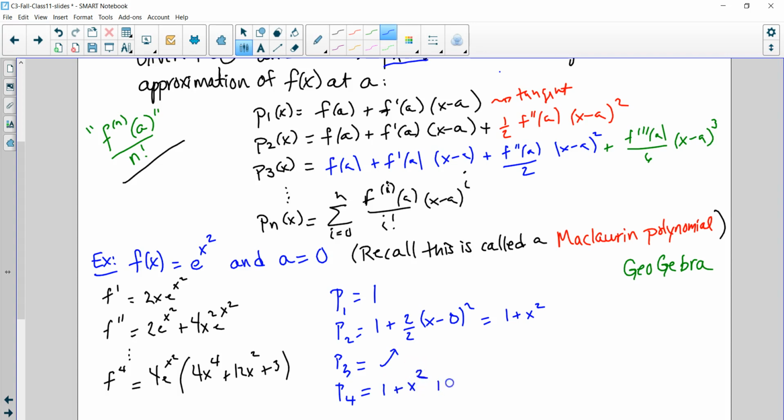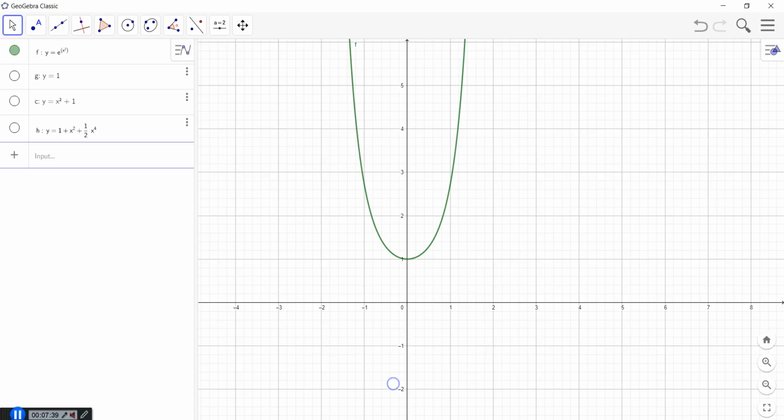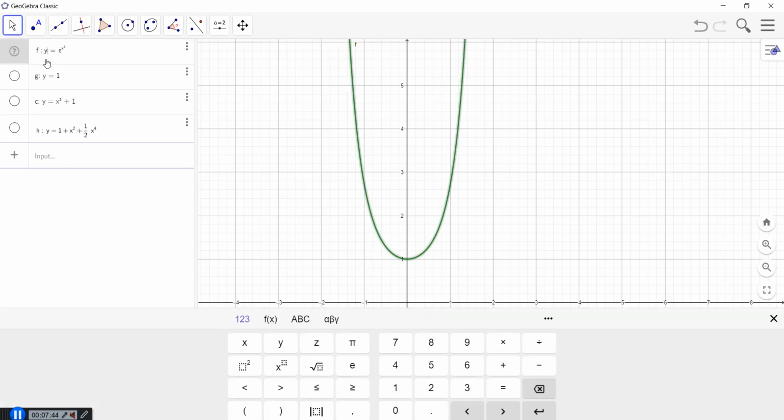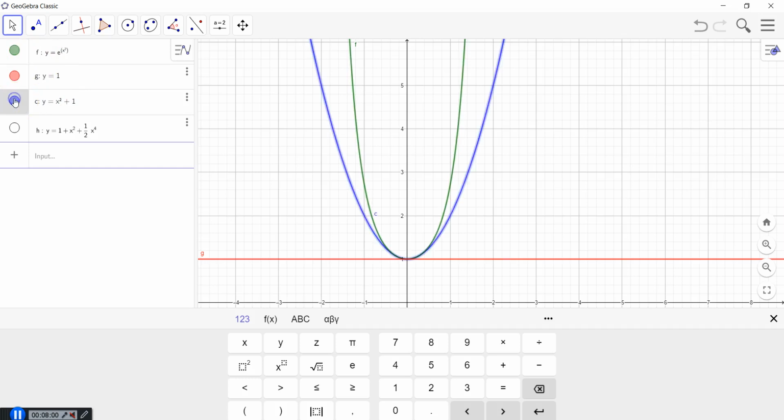and then plus 1/2 x to the fourth. Okay, and so we can visualize that in GeoGebra, and I did place a GeoGebra file in the Google Drive folder if you want to view it. And so here I have the original function, and then I can leave that as it is, and then I can enable P1 of x, which is just that point, right? And then P2 is just 1 plus x squared, so our basic garden variety parabola.